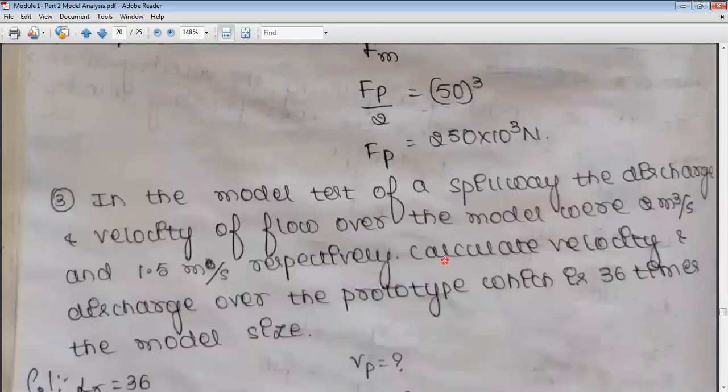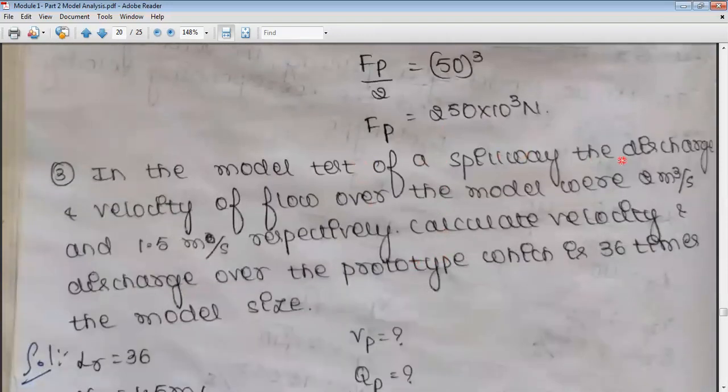Then the third problem. In the model test of a spillway, the discharge and velocity of flow over the model were 2 meter cube per second and 1.5 meter per second respectively. Calculate the velocity and discharge over the prototype, which is 36 times the model size.